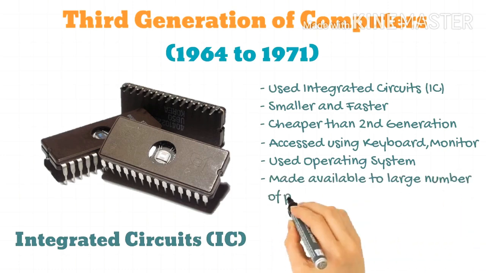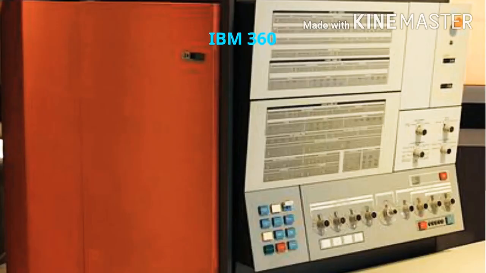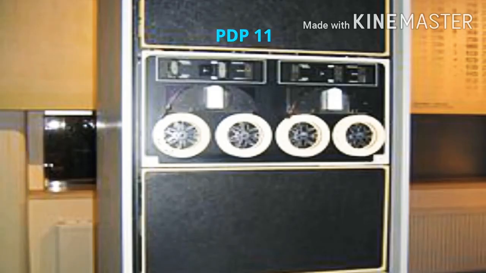They were now made available to a large number of people as they were smaller and cheaper. Examples: IBM 360, PDP 11.